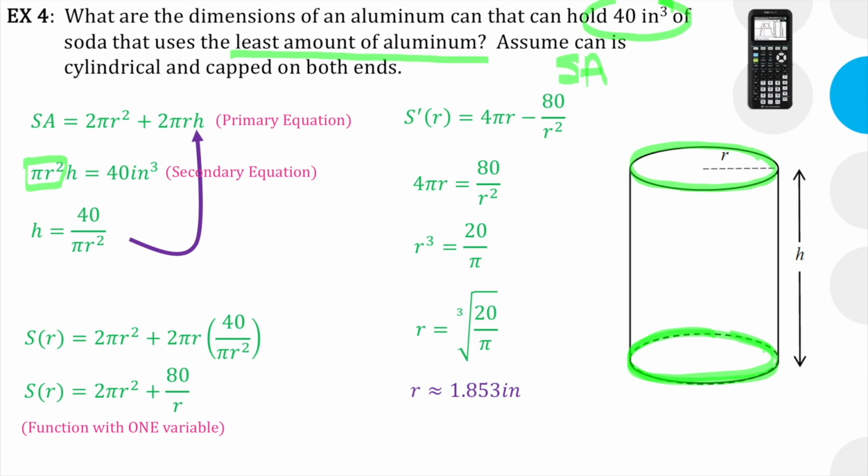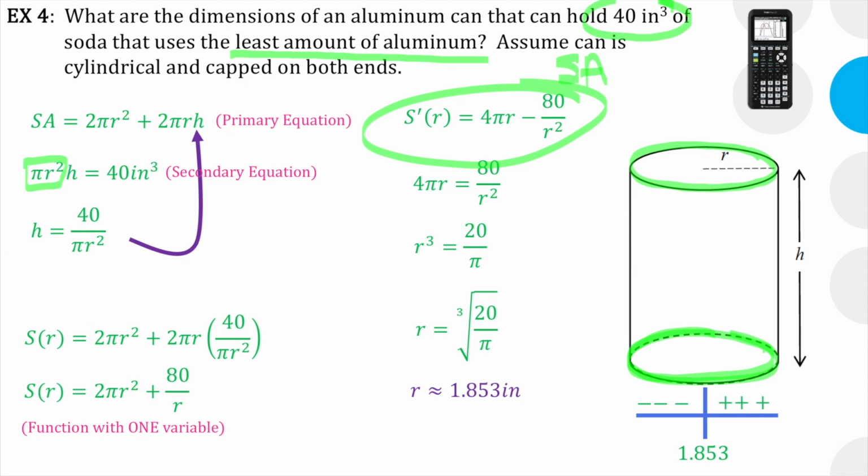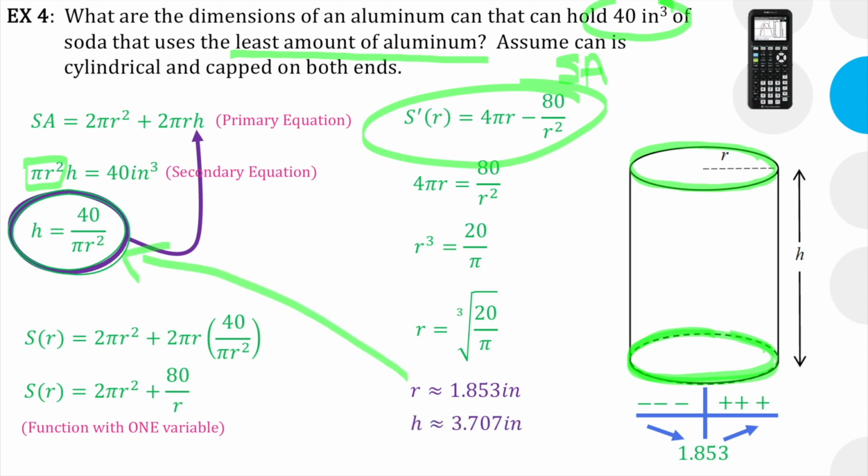So the question is now, is that radius a maximum or a minimum? Let's check. If we plug in 0 into our derivative equation, that'll give us a negative, and a positive for anything above 1.853. So it looks like 1.853 is indeed a minimum. We wanted the least amount of aluminum, so we can plug r back into our height equation, and there we have our dimensions.